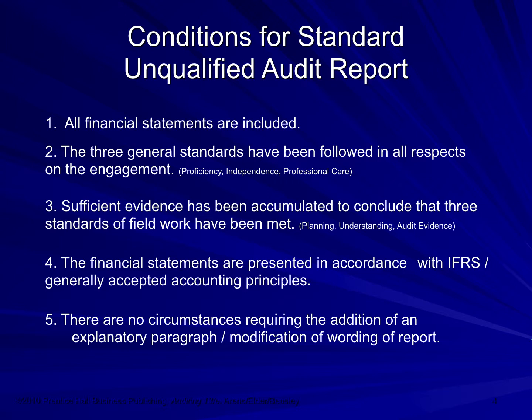Number 5, there are no circumstances requiring the addition of an explanatory paragraph or modification of the wording of the report. There is nothing in the company that needs the attention of the shareholders or the board of directors. It means everything is normal. There is nothing that the auditor wants to point out. So there is no need for an explanatory paragraph. So these are the 5 conditions. If all of them are met, then the auditor gives a standard unqualified audit report.